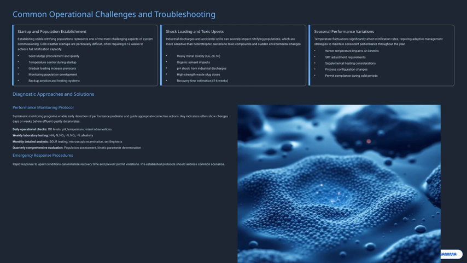Moving on to seasonal performance variations, temperature fluctuations throughout the year significantly influence nitrification rates. During winter, lower temperatures slow down the biological kinetics, so we need to adjust our SRT, consider supplemental heating, and sometimes make process configuration changes. Ensuring permit compliance during cold periods requires proactive management strategies to maintain consistent performance.